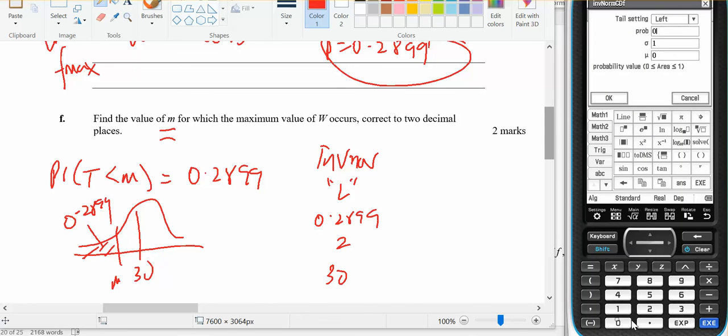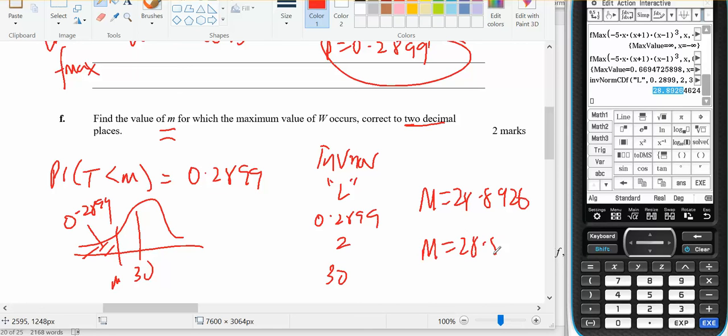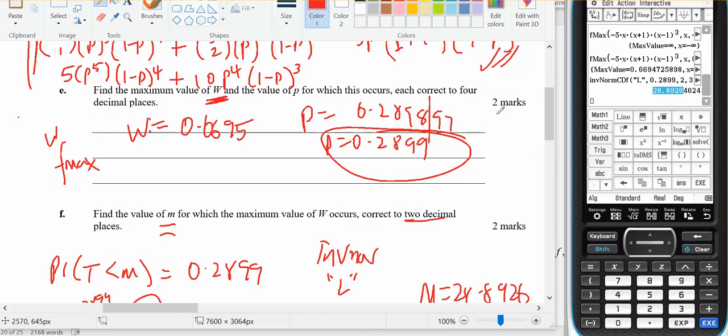Left, 0.2899, 2 and 30. 28.8926, and I'm doing it to 2 decimal places. m equals 28.89 is the value of m. And that's question number 4.